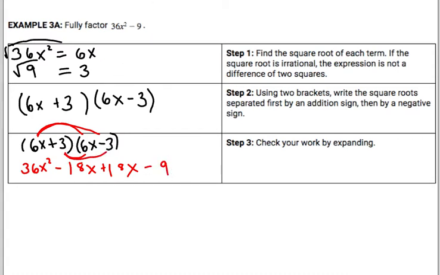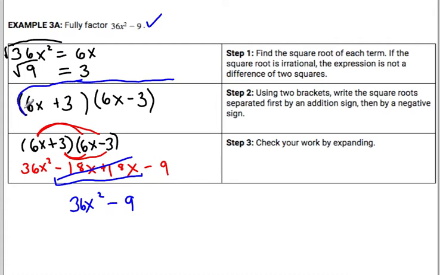I take a look at my like terms here that I'm always going to have in the middle of my equation if I've done it correctly. Negative 18x plus 18x, those are going to cancel out, and I'm left with 36x squared, oops, I forgot my 6, (6x) squared minus 9, which is what I started with up here. So this is my fully factored form of the original expression. This is my answer.